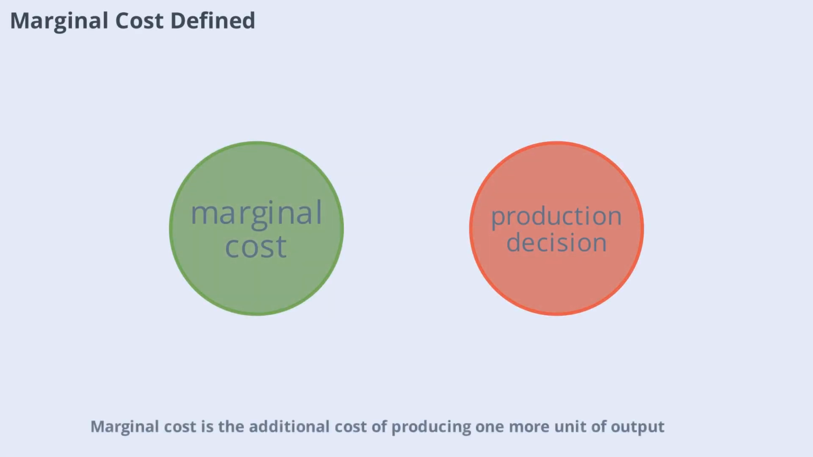Marginal cost is the additional cost of producing one more unit of output. It's a key concept for decision-making because it helps businesses determine the most efficient level of production. If the marginal cost of producing an extra unit is lower than the price it can be sold for, it makes sense to increase production. But if marginal cost exceeds the selling price, producing more could lead to losses.